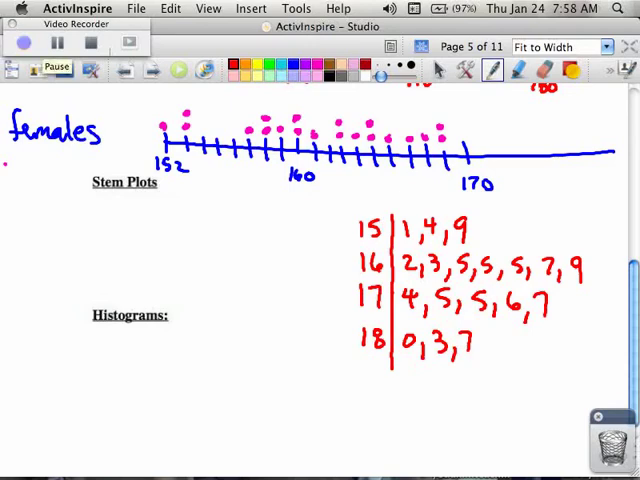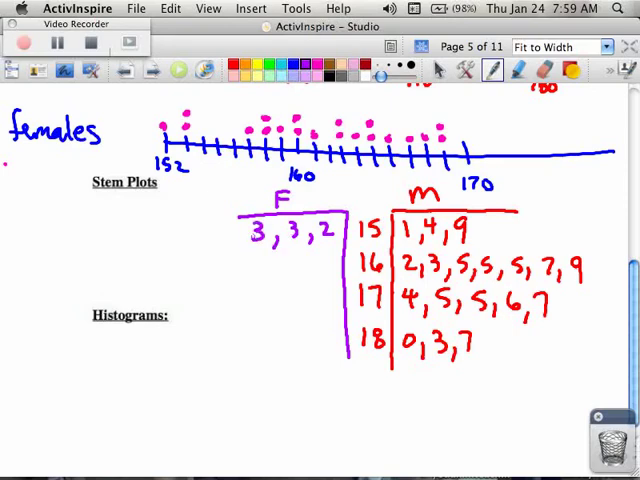So if I want to do a split stem, I can put a label over the top and go like males over here. And then to do the females, I can just come off the other side, label with an F, and then start writing down the females. Like for example, 152, 153, looks like there might be a couple of those. 157, 58, a couple times, 3 times. And a 159.